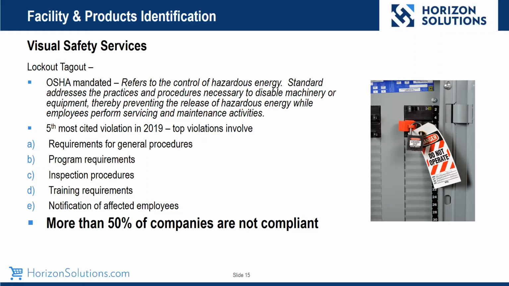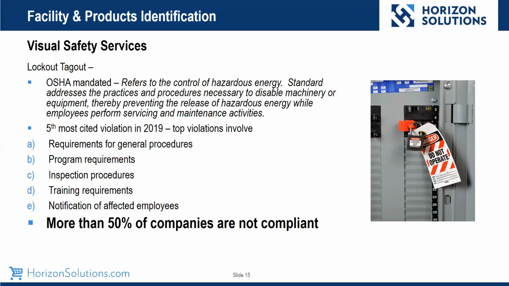Training requirements is also one area that you'll see a lot of violations involve. Are you training your employees, both affected and authorized? And what I mean by that, an authorized employee is someone in your maintenance department that is actually trained and authorized to work on that equipment, and an affected employee refers to your machine operator. So oftentimes training requirements are lacking there. When you add all of these up, surprisingly, more than 50% of companies are not fully compliant when it comes to lockout tagout.